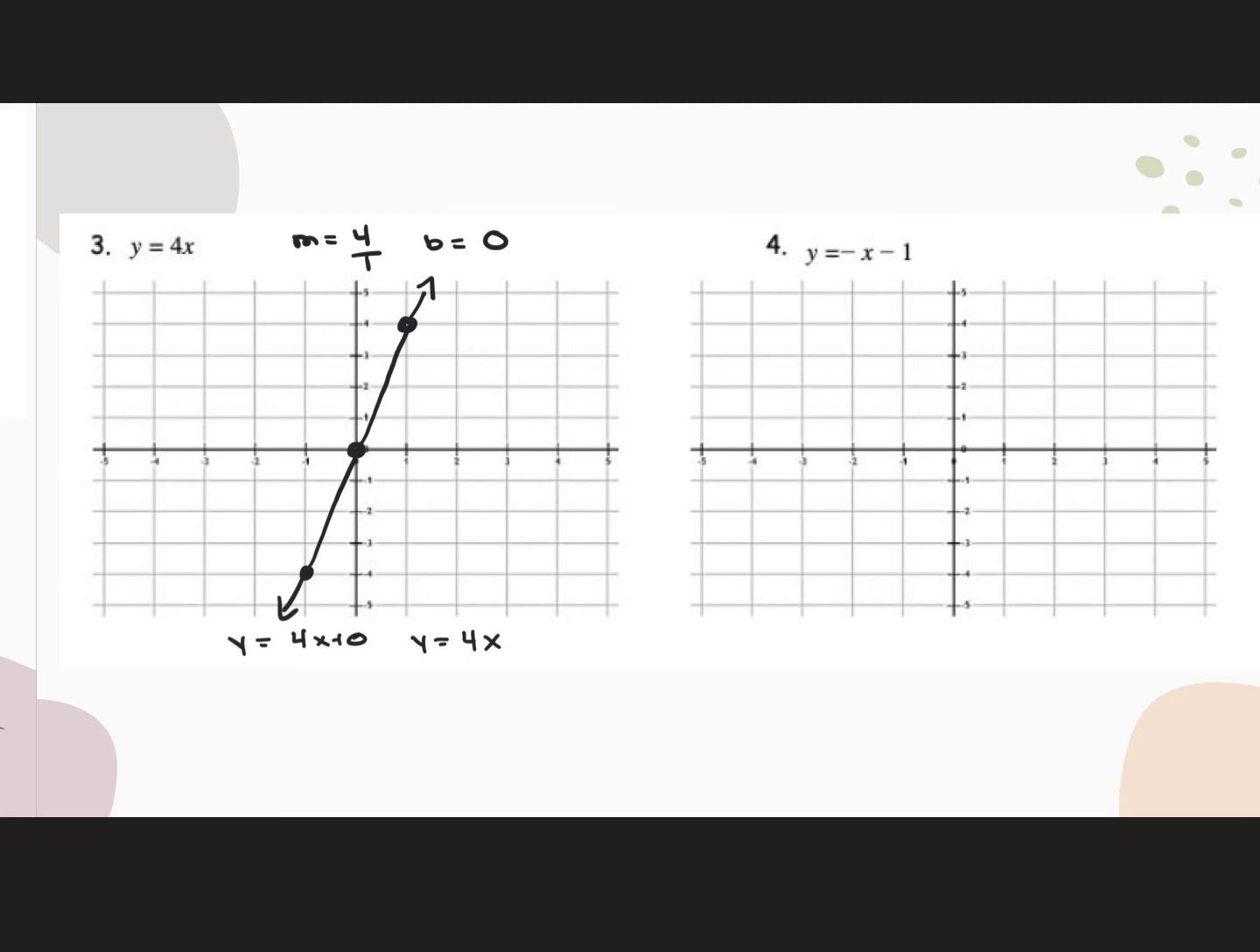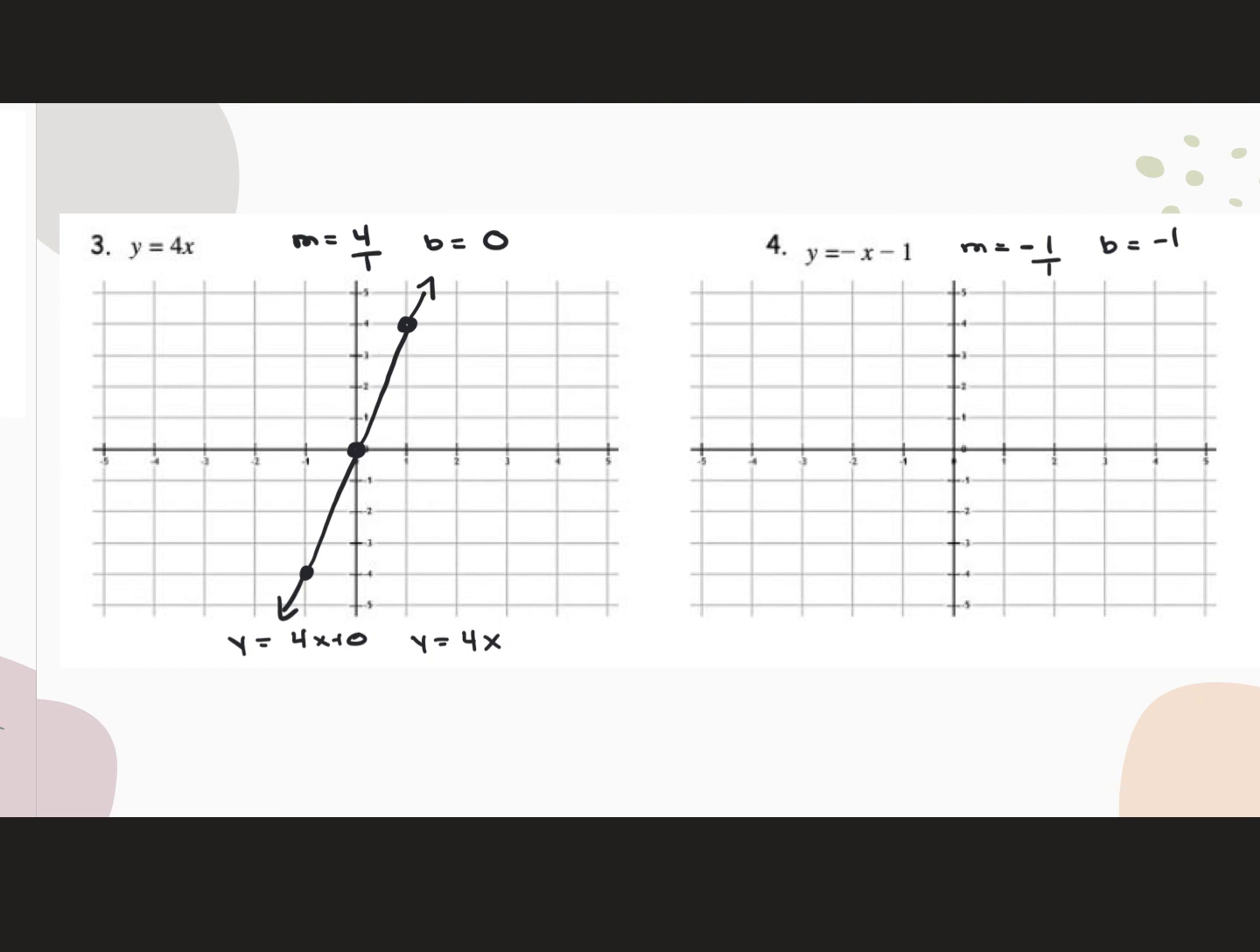All right. For number 4, I have the slope of negative 1 over 1. Excuse me. Oops, where's my eraser? Oops, that's my eraser. Let's try that again. So I have negative 1, and then my b is negative 1. So I'm going to put my slope over 1 because, again, I have a type of fraction.